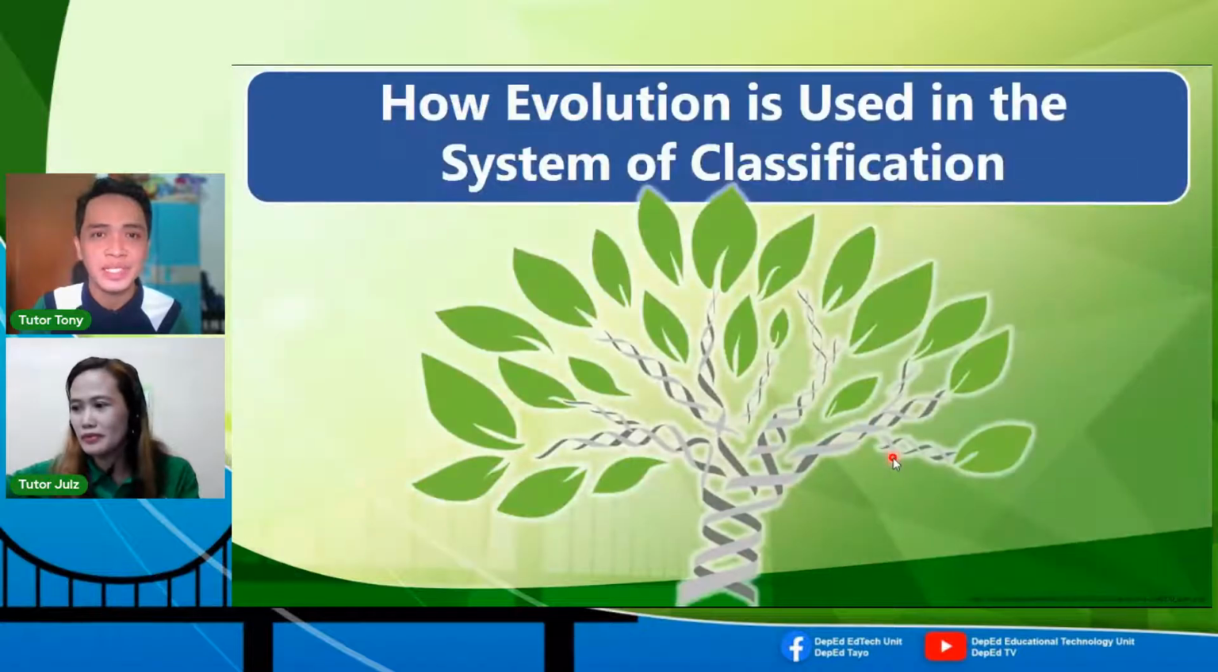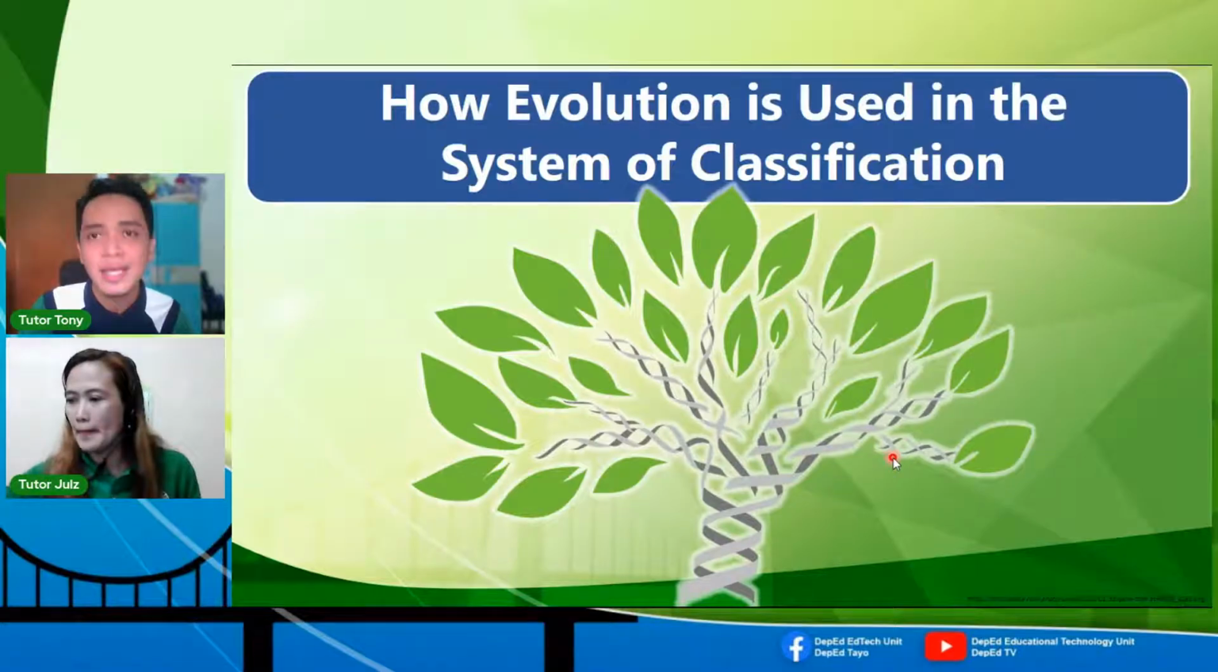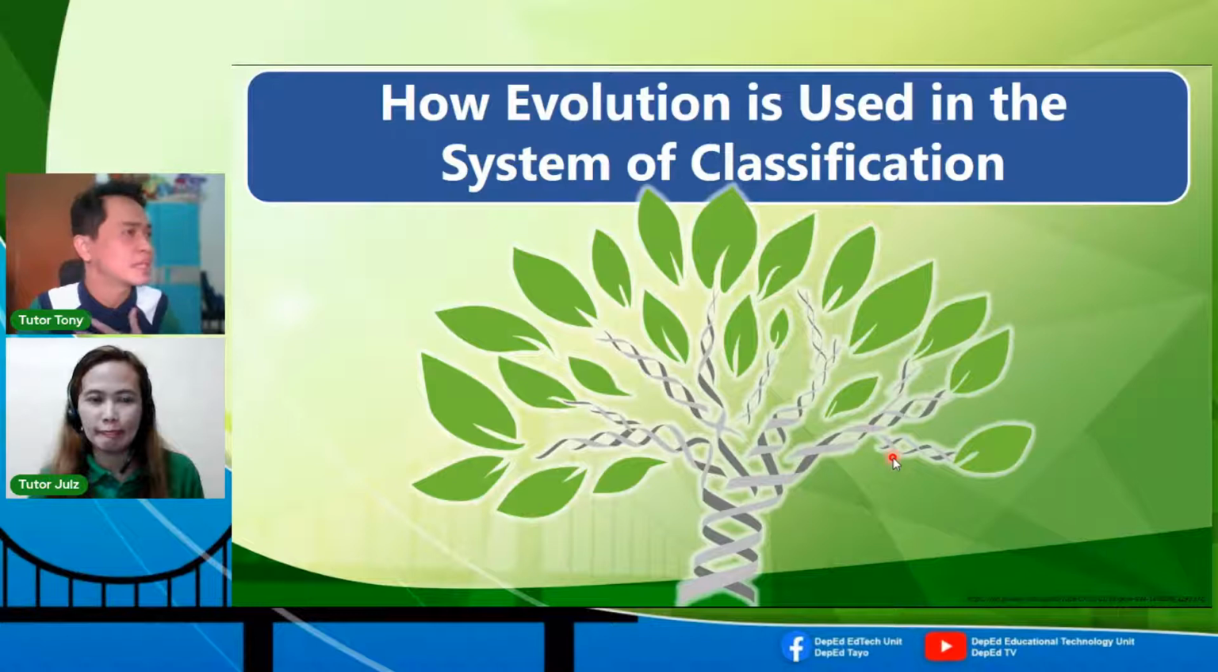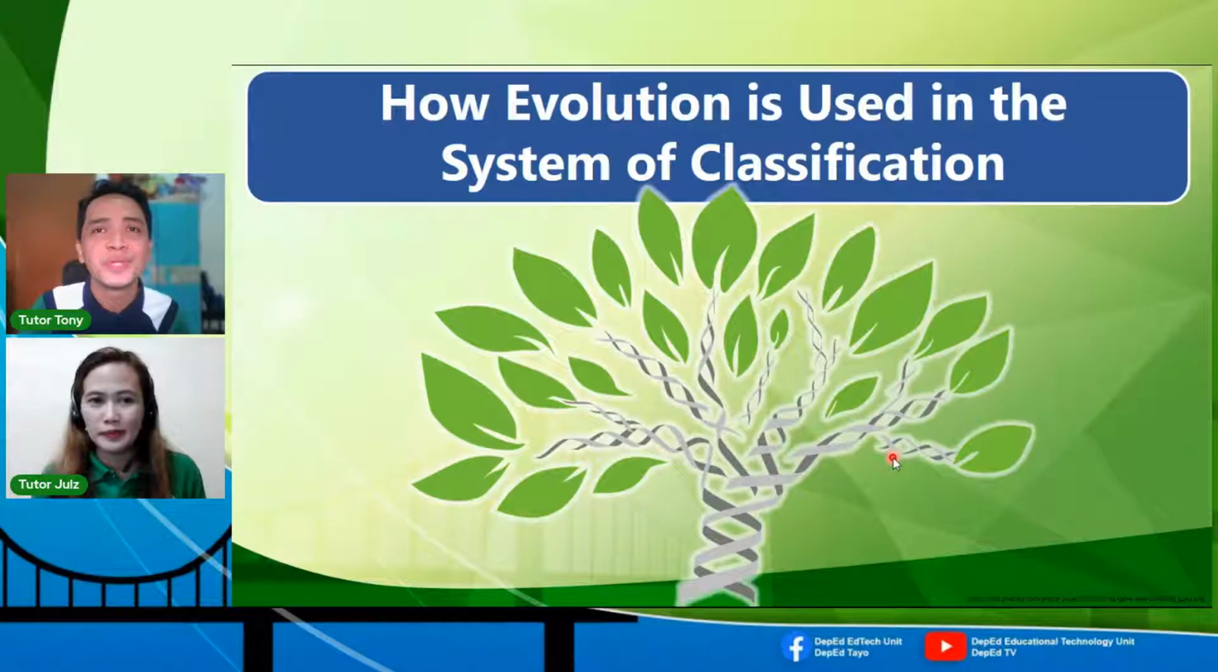Alright, so let's now proceed. Ito na. How evolution is used in the system of classification. So paano nga ba naging best friend ni evolution ang taxonomy? So it is being used by experts called taxonomists para ma-identify ang mga common ancestors natin, yung mga relatives natin, kumbaga, kung sa Filipino term would be yung mga kamag-anak.